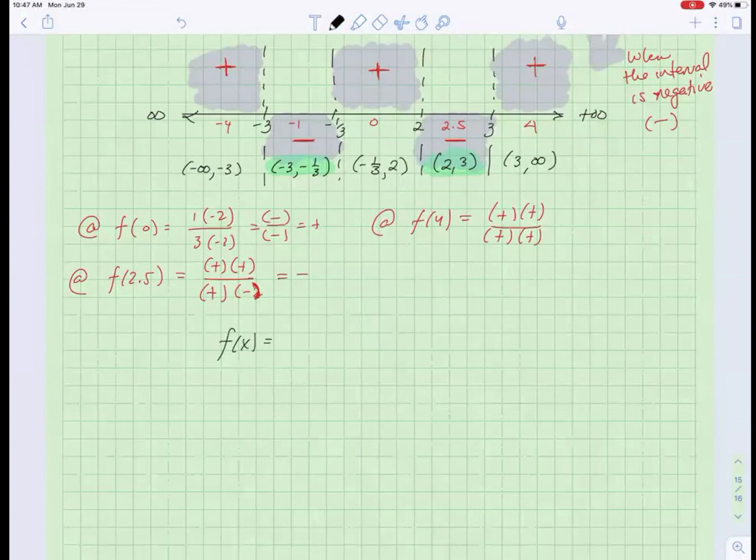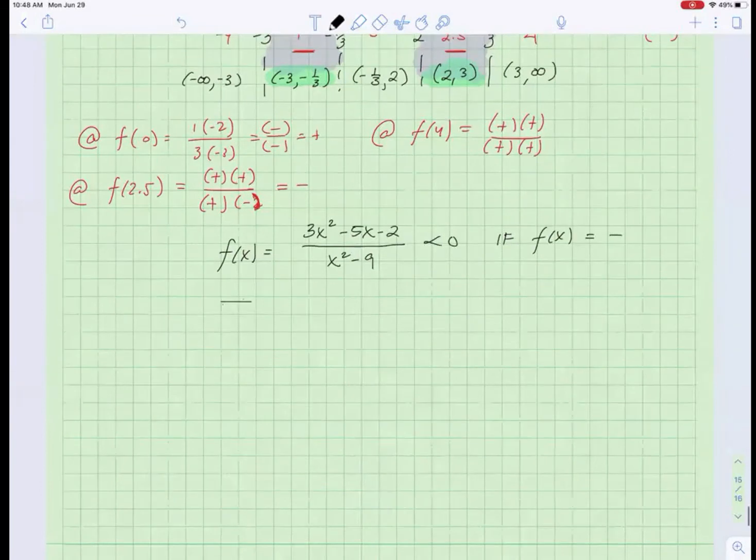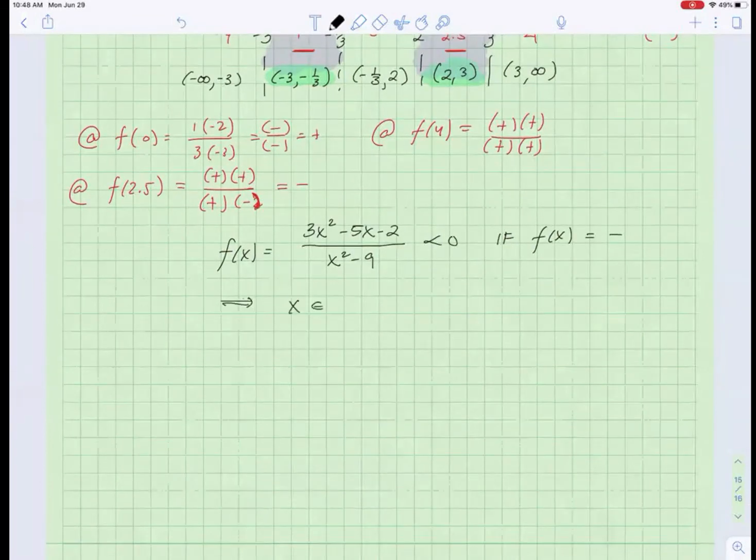So f of x equal to 3x squared minus 5x minus 2 over x squared minus 9 is less than 0 if f of x is negative. And that will happen if x is in the interval -3 to -1/3, union 2 to 3. And that's our solution. That's when the graph is below the axis.